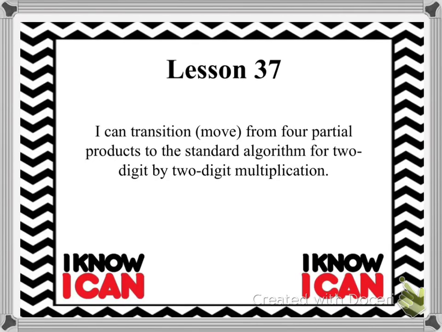Lesson 37, Module 3. I can move from 4 partial products to the standard algorithm for 2-digit by 2-digit multiplication. So boys and girls, we're getting closer and closer to that standard algorithm that you're going to be expected to do. And we can still use those area models to help assist us. Try to visualize it or even solve it.